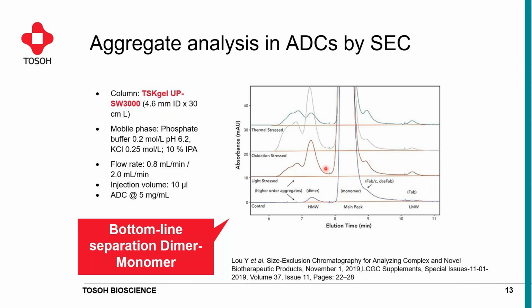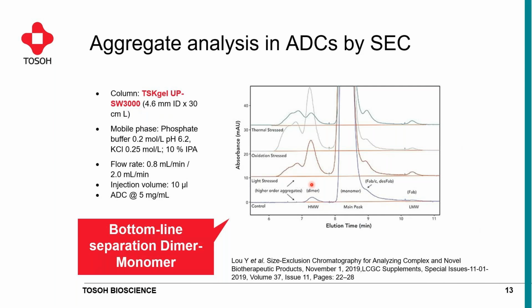Now, if we look at the different stresses or the samples that are exposed to stress, we will find that the amount of dimers and also of higher molecular weight impurities increases once the ADC has been exposed to stress. For the separation, we can conclude that we have baseline separation between the monomer and anything that is dimer or higher molecular weight impurity in all of these samples.